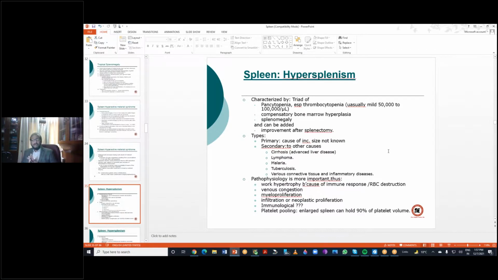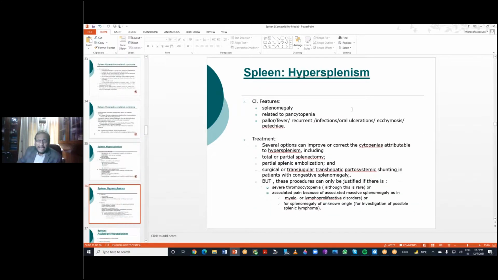The pathophysiology of hypersplenism in such spleens is more important. And why does it occur? Number 1, because of excessive immune response, excessive RBC destruction. It could be because of venous congestion. It could be because of myeloproliferation, infiltration, neoplastic proliferation. It could be platelet pooling. I told you 90% of platelet volume is there inside the spleen. So they can all be responsible for the hypersplenism.